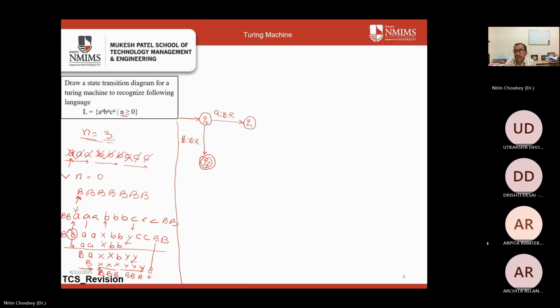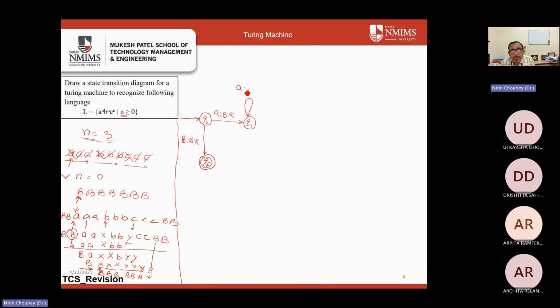Q1. Now here what will we do? In Q0, our objective is to look for the first symbol. In Q1, our objective would be to look for the first B on the right hand side. So apart from B, if we are getting any other symbol, those symbols should be skipped.